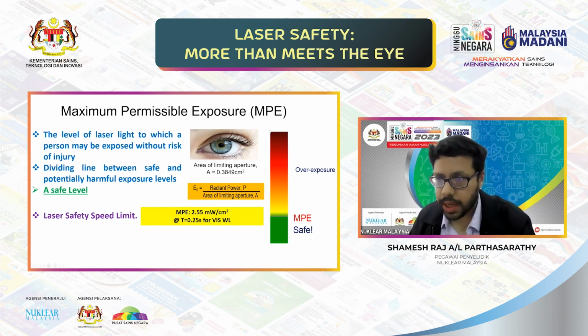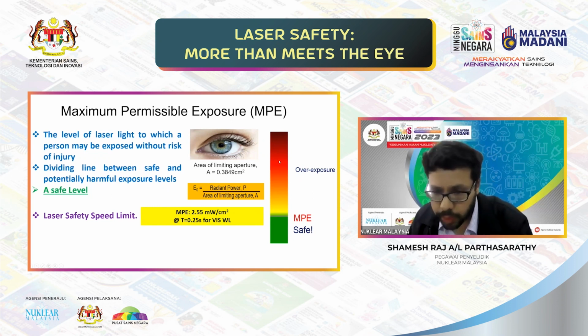In layman's terms, you can call it a safe level or a laser safety speed limit. To put things into perspective, if you can see the picture over here, you have the MPE level here, and the one in green is generally safe. Above this particular MPE line is technically overexposure, and this could probably cause harm to our retina.